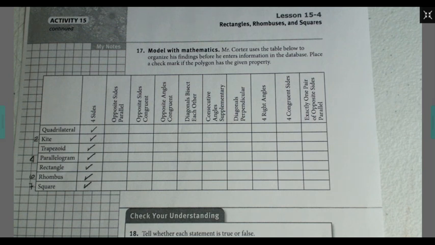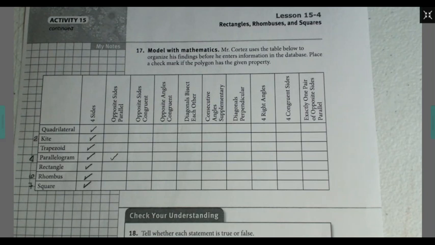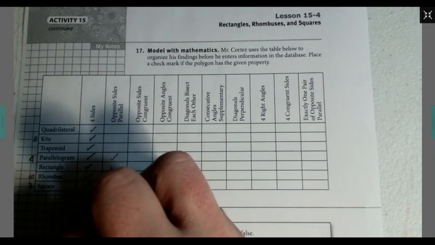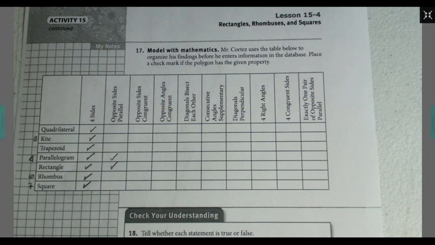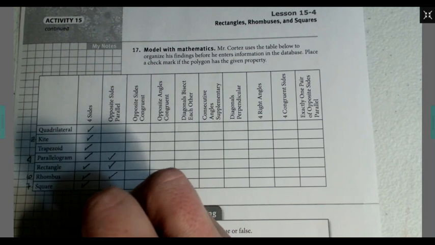Does a quad necessarily have opposite sides parallel? No. Does a kite necessarily have opposite sides parallel? No. Does a trapezoid have opposite sides parallel? No. Does a parallelogram have opposite sides parallel? Yes. Does a rectangle have opposite sides parallel? Yes. Does a rhombus? Yes. Does a square? Indeed it does.